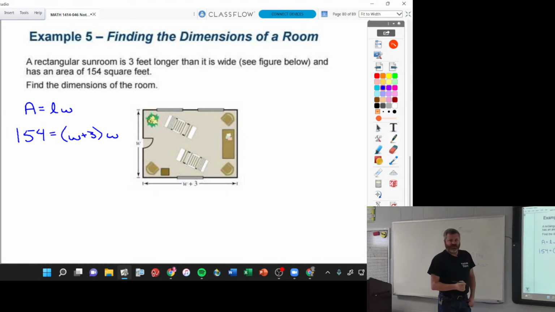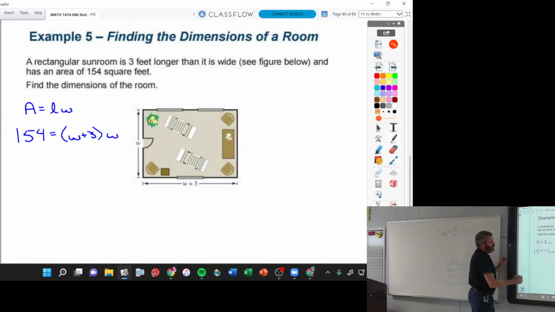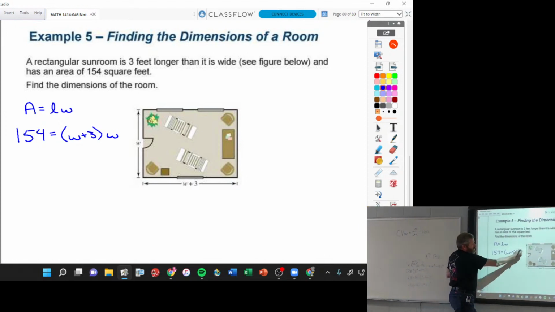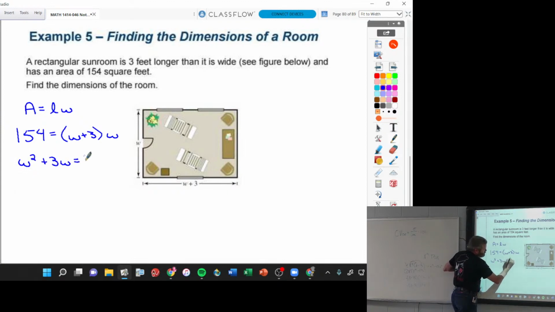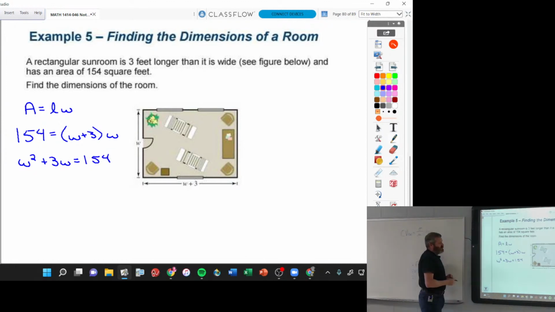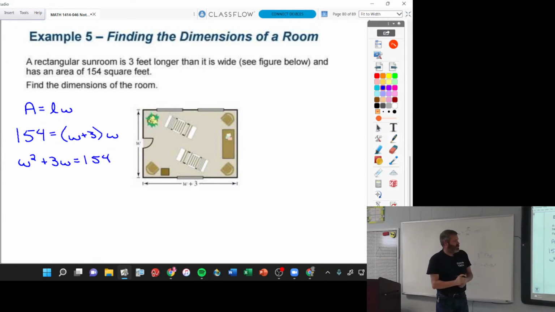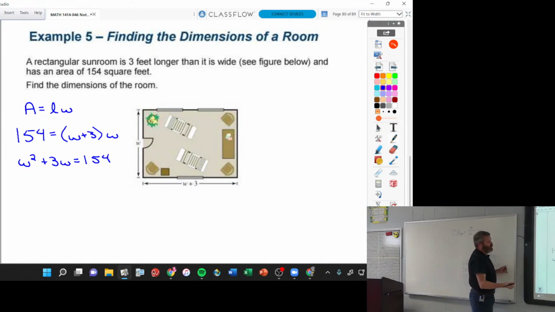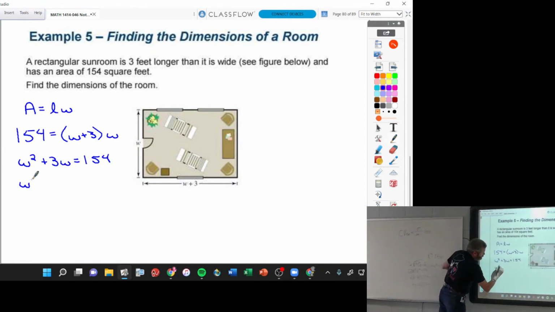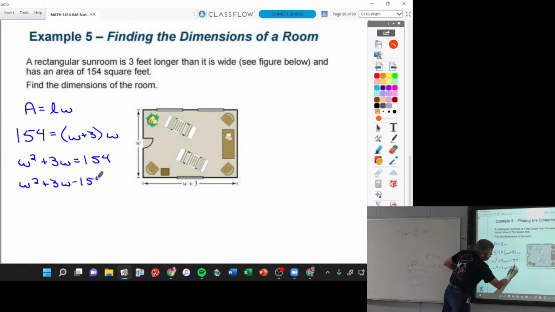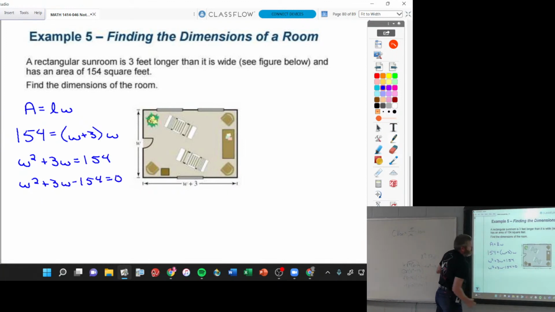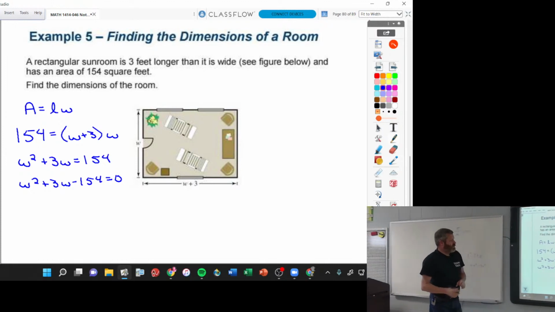They've told us the length is W plus 3, and they've told us the width is W. Well, it looks to me like this is a quadratic. I can distribute that W. I'm going to flip it around too. Distributing the W gives me W squared plus 3W equals 154. Now to solve this, I need to set it equal to 0. So I will subtract the 154 from both sides.